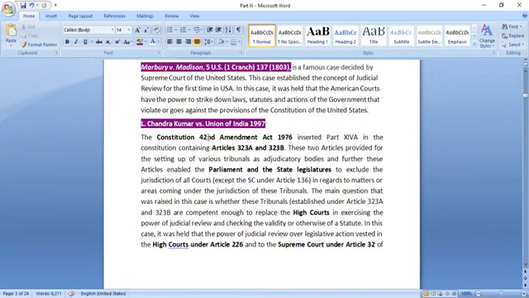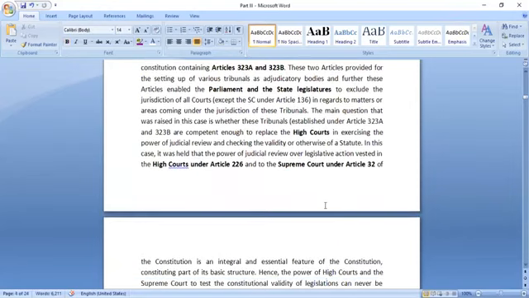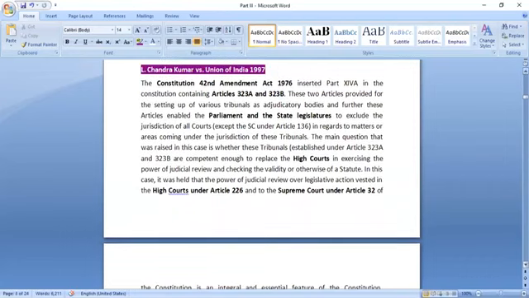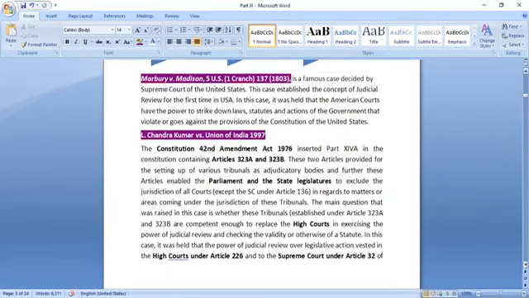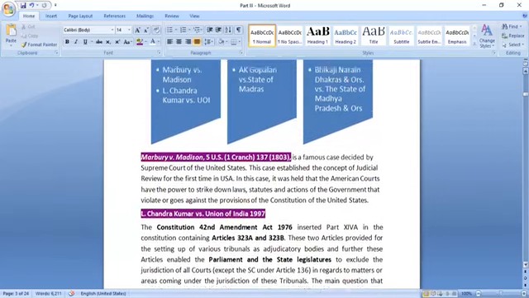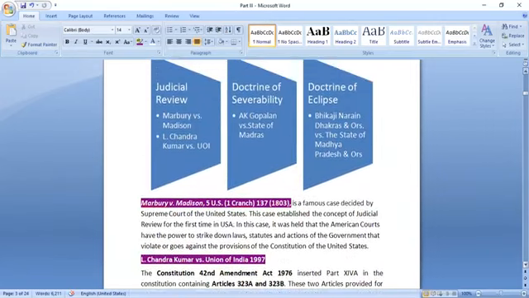For example, a question comes: in which case was judicial review considered as a basic structure of the Constitution? So 4 options are given. If you can remember that it was L. Chandra Kumar versus Union of India case where it was held, then it would be sufficient for you to answer the question, right? So like this, you should study for these.